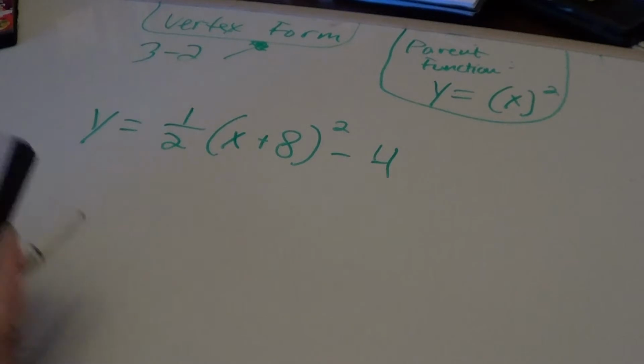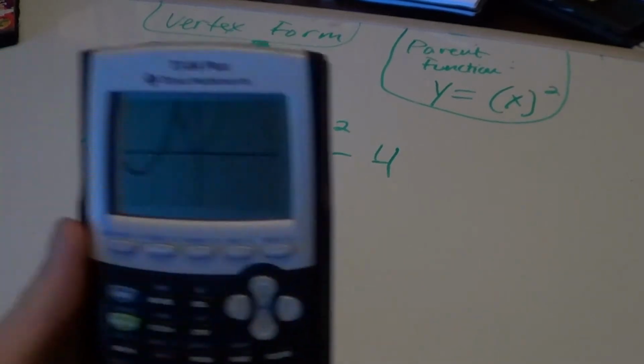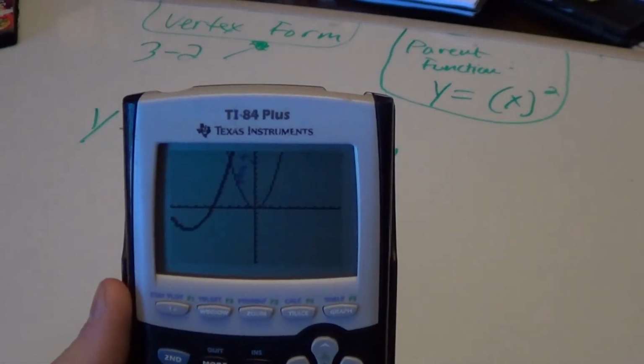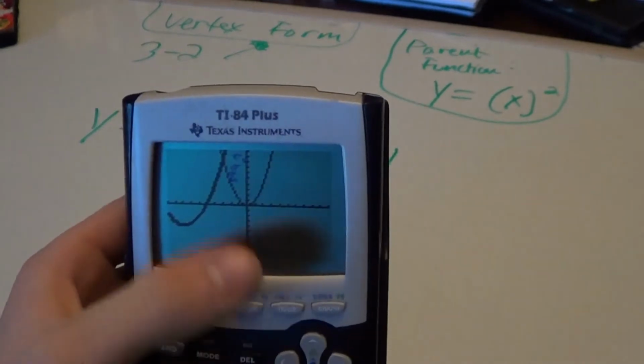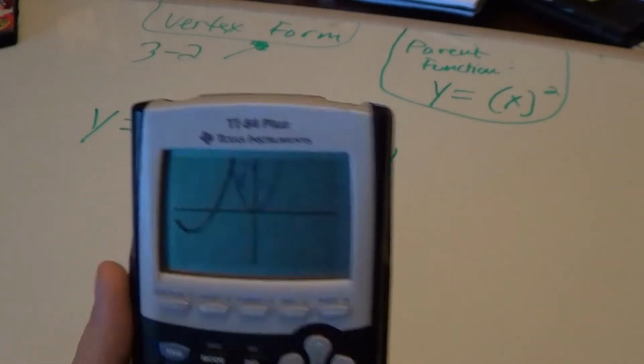So go into y equals and do just that. You'll enter 1 divided by 2, which is the same as 1/2 open parenthesis x plus 8 close parenthesis squared, and then minus 4 at the end. And my calculator's too zoomed in right now, but you can see there's the parent function right there, and then you have our actual equation right here.